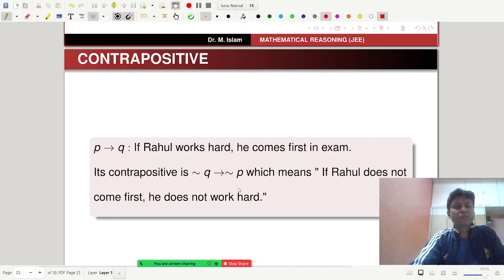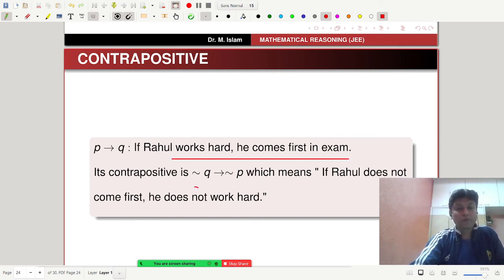And now I will explain the contrapositive. P implies Q: if Rahul works hard, he comes first in the exam. So its contrapositive will be negation Q implies negation P, which means if Rahul doesn't come first, he doesn't work hard. So that is called the contrapositive. Contrapositive is nothing but negation Q implies negation P. So this is the explanation.